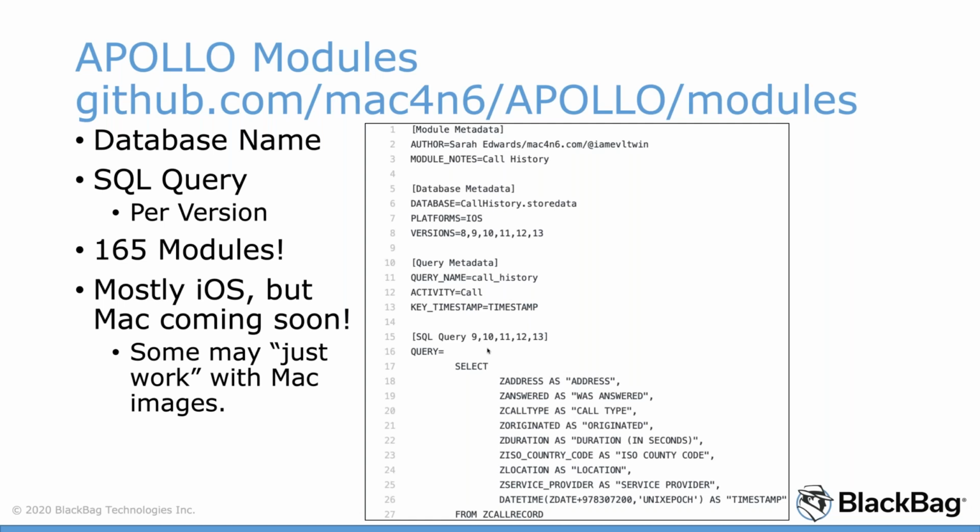So that is a module. At this point, I have about 165 different modules on my GitHub across all varieties of different events and activities. Now, I do say that this is mostly an iOS thing right now. Mac is coming soon, but if you just happen to be in BlackLight with the Mac image and you go in there and see if it works, it will just work. There are some databases that are named the same that the queries will work on. So that is fortunate with that one. Sometimes the databases aren't necessarily the same across platforms, but every once in a while you do get lucky.